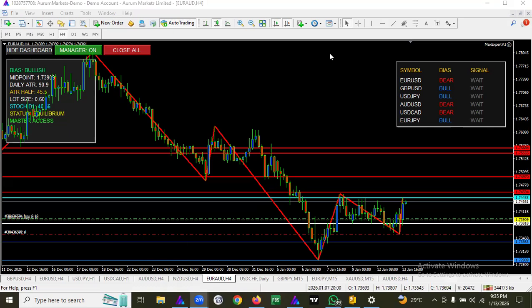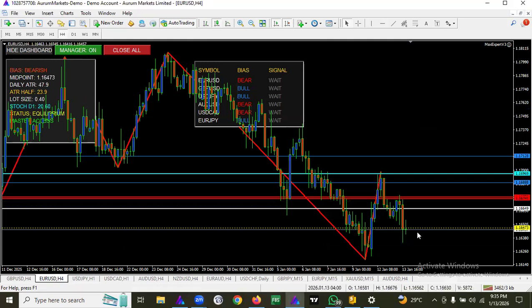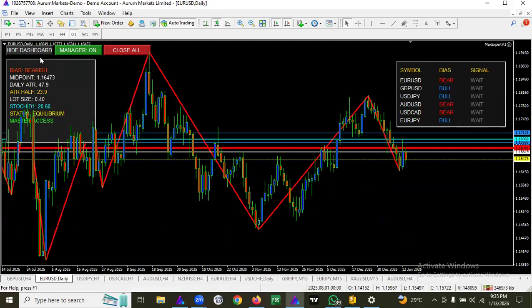EU. You have EU. I'll analyze EU. You joined the class late, so let's start with the daily time frame. On EU, you can see today's candle is likely going to close bearish, and tomorrow's candle will open below the average price of today's candle. So we should expect sell.